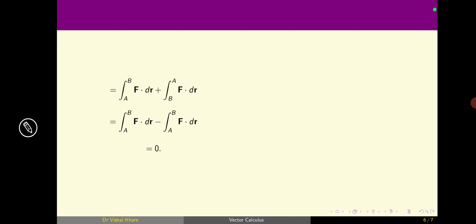So this can be written as the integral of F dot dr from A to B and the integral of F dot dr from B to A. Which can be written as the integral of F dot dr from A to B minus the integral of F dot dr from A to B, which is equal to 0.